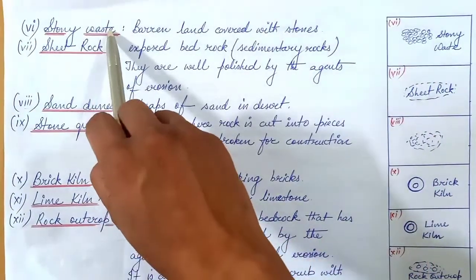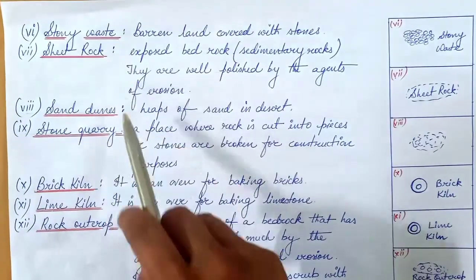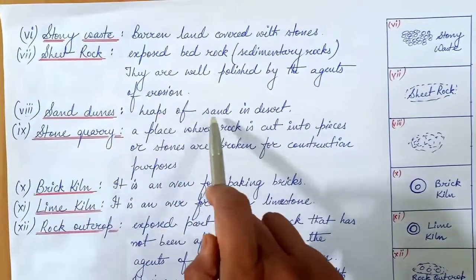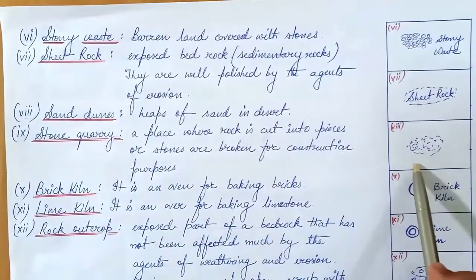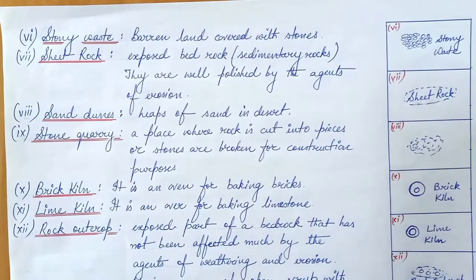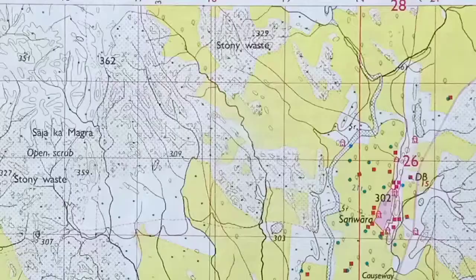Apart from stony waste and sheet rock, there are also sand dunes. Sand dunes are actually heaps of sand in desert, and they are shown like this. There are brown dots all over the area indicating sand features, especially sand dunes.